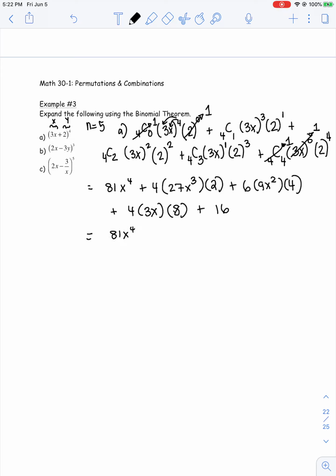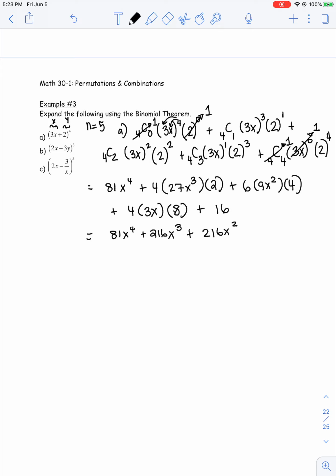81x^4, and then we're just going to multiply all those numbers together. 4 times 27 times 2 becomes 216x to the power of 3. And then we're going to multiply the 6 times the 9 times the 4, and we get 216 again.